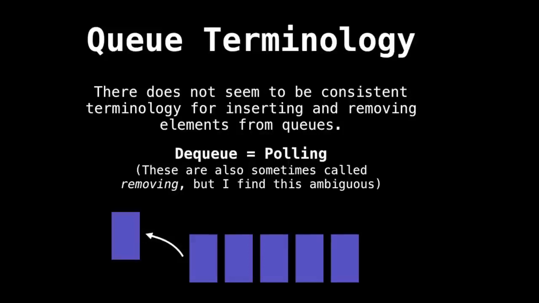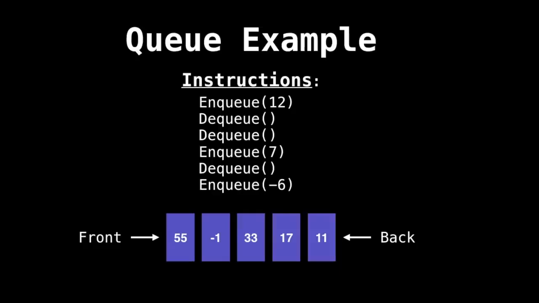But the problem with saying that is that it can cause some ambiguity. Did they mean removing from the front of the queue specifically, or from the entire queue? Make note that if I say removing, I'm going to be referring to removing from the front of the queue unless I say otherwise. So let's look at an example of how a queue works in some detail.